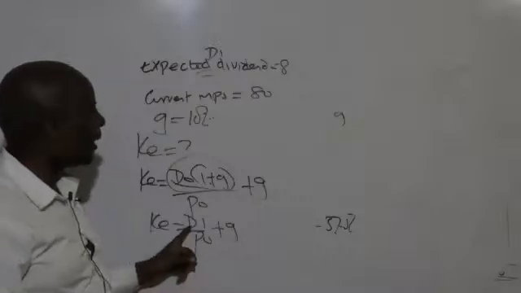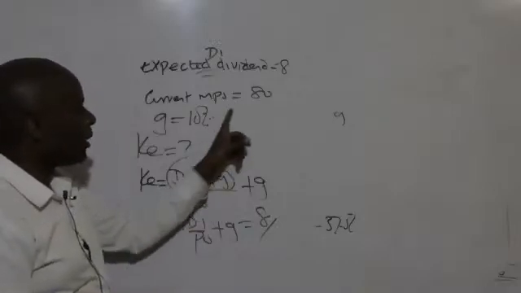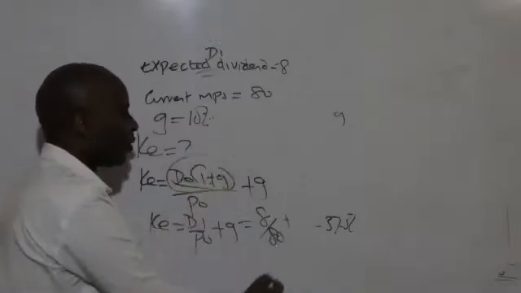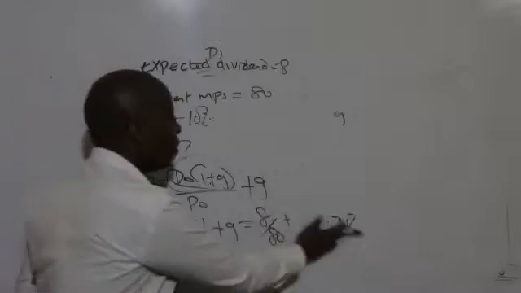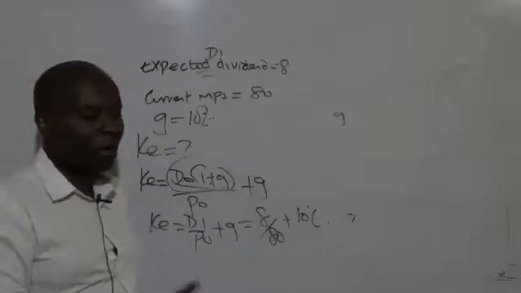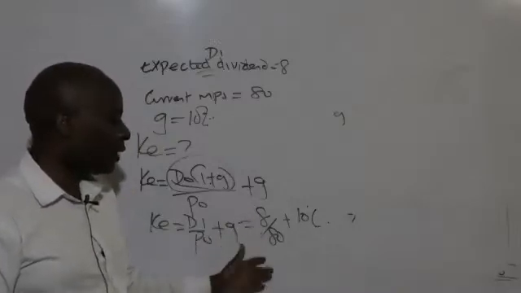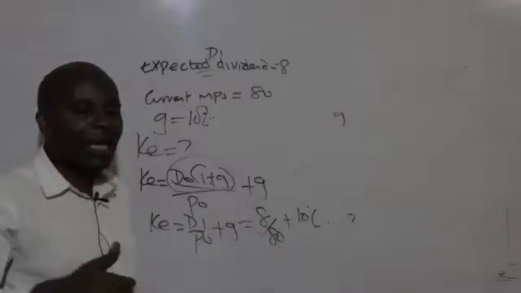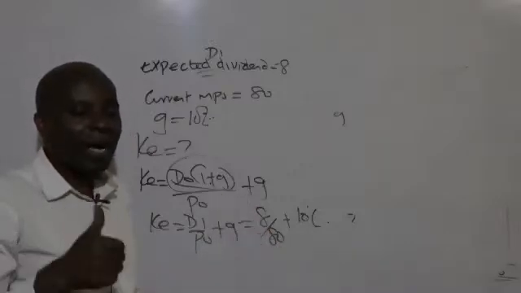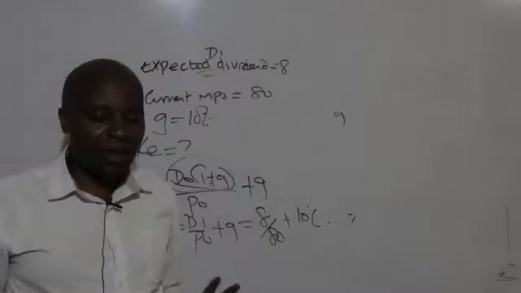So the D1 is 8. P0 happens to be 80. Plus the growth rate, which happens to be 10%, the same as 0.1. So the final answer is 8 over 80, that's 10%, plus 10%. That gives us 20%.